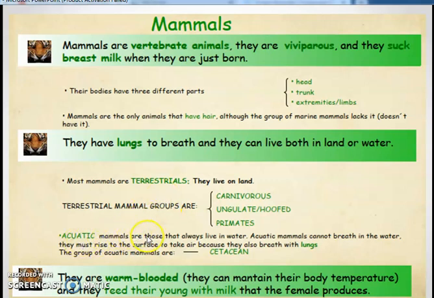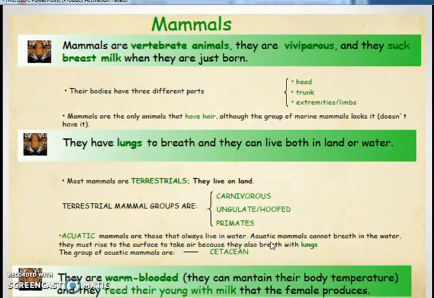There are aquatic mammals. Aquatic mammals are those who live in the water. Aquatic mammals cannot breathe in the water. When they have to breathe, they come to the surface of the water and take the air, because mammals, we studied, have lungs to breathe. So that's why they need to come to the surface. The group of aquatic mammals are called cetaceans. They are all warm-blooded.